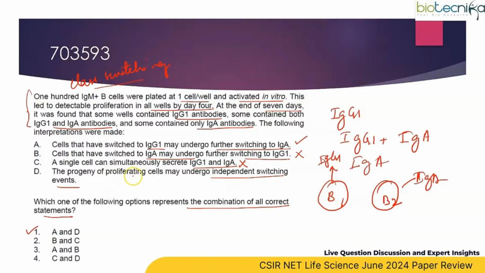D, the progeny of proliferating cells. Even if you don't know about D, you know A is correct. So A will match with D, and it is not matching with B. So it's very simple, I would say. The right answer is option 1, A and D. The progeny of proliferating cells may undergo independent switching events. Yes, these are independent switching events that occur. So D is correct.